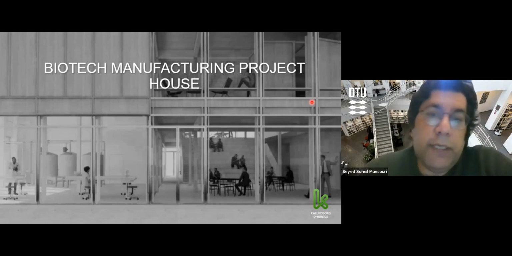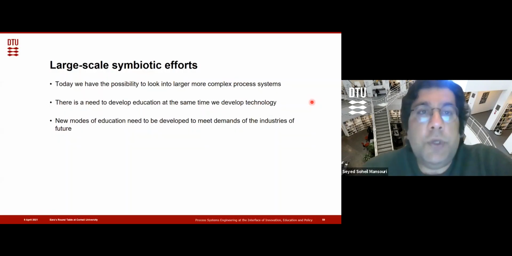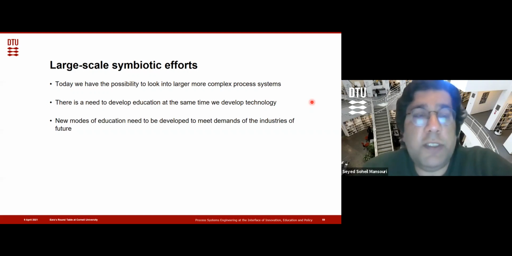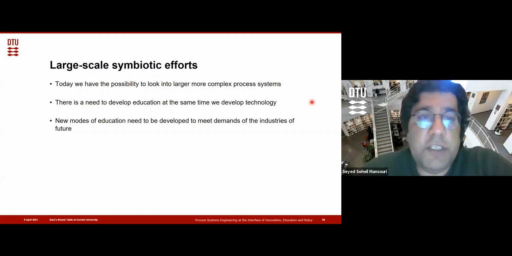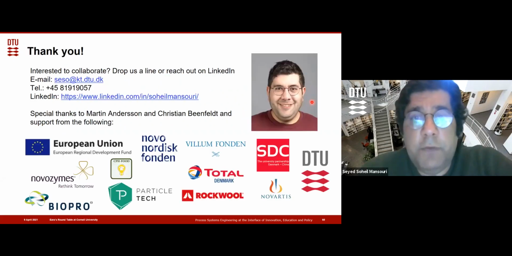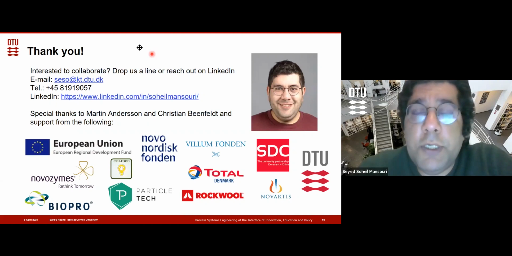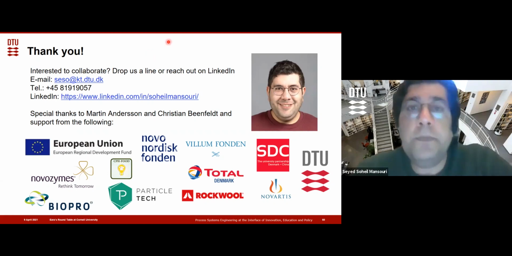So to bring academic research and stakeholder interests for a more agile labor force in future, and the large industries, in one place. Today we have the possibility to look into larger, more complex process systems. There's a need to develop education at the same time as we develop the technology, and new modes of education need to be developed to meet the demands of the industries of the future. With this, I would like to thank you for paying attention to my talk, and I'd be happy to take questions.